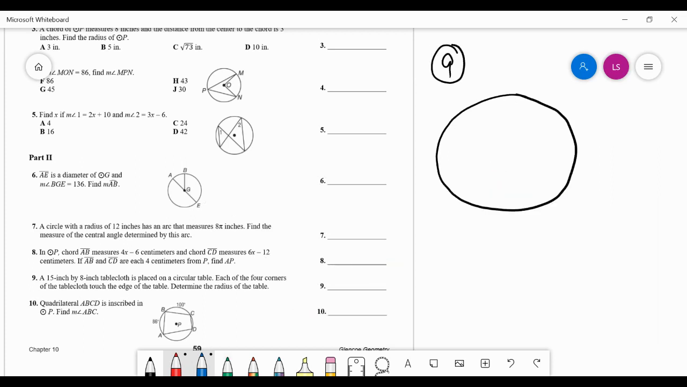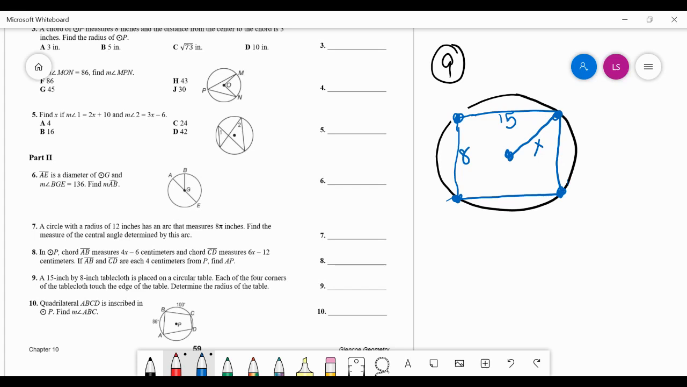Number 9, a 15-inch by 8-inch tablecloth is placed on a round or circular table. So I'm just going to put 15 here and 8 here. Each of the 4 corners touch the edge of the table. So the 4 corners touch the edge of the table. I just messed that up. All right. Each of the 4, okay, I read that. Determine the radius of the table.